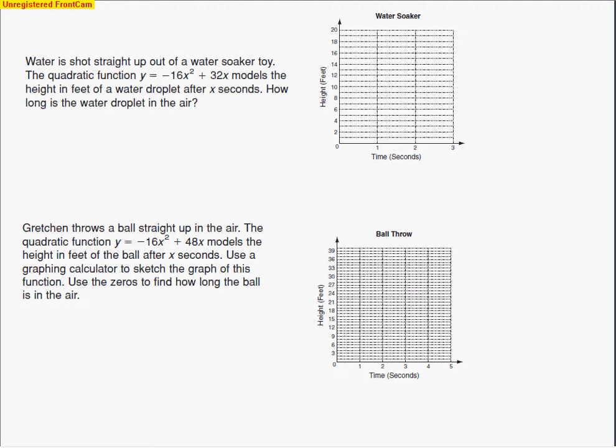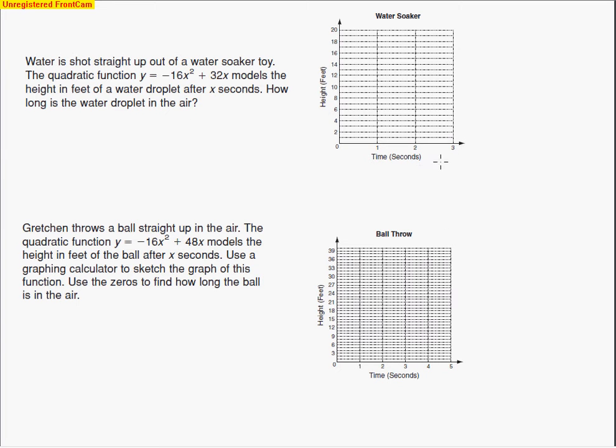In the second half of today's lesson, we will go ahead and solve some quadratics, again by graphing, but these are applied quadratics. So we get to see why it is that we actually have to solve a quadratic equation. Well, here's an instance. When water is shot straight up out of a water soaker toy, the quadratic function y equals negative 16x squared plus 32x models the height in feet of a water droplet after x seconds. How long is the water droplet in the air?